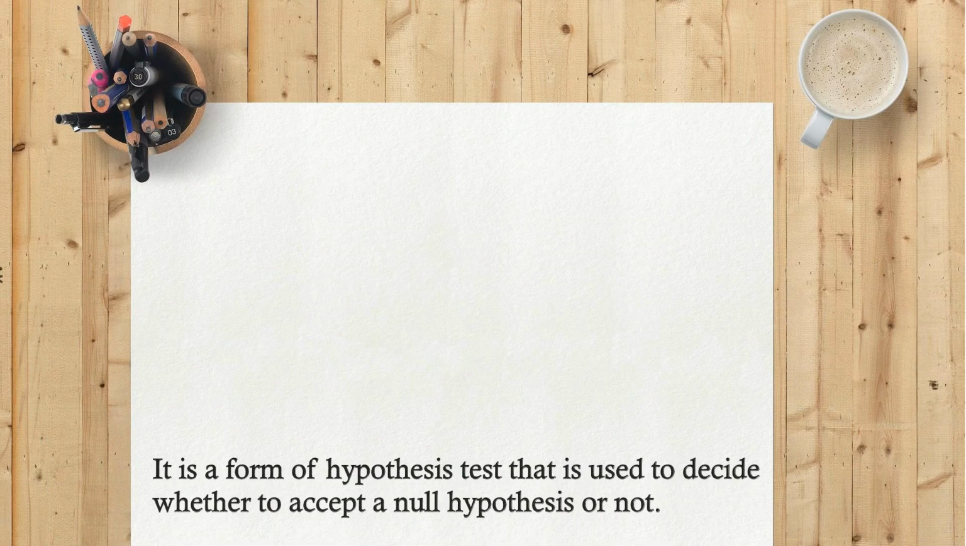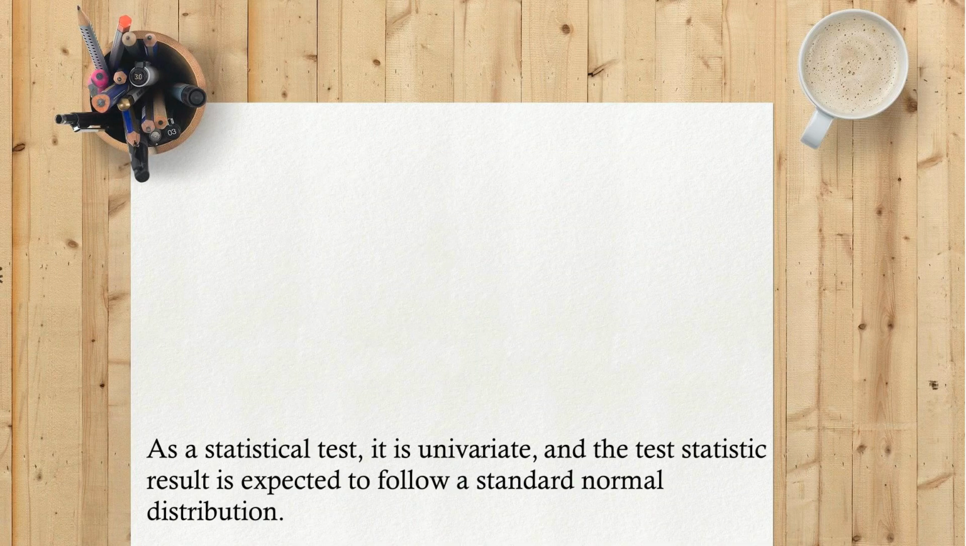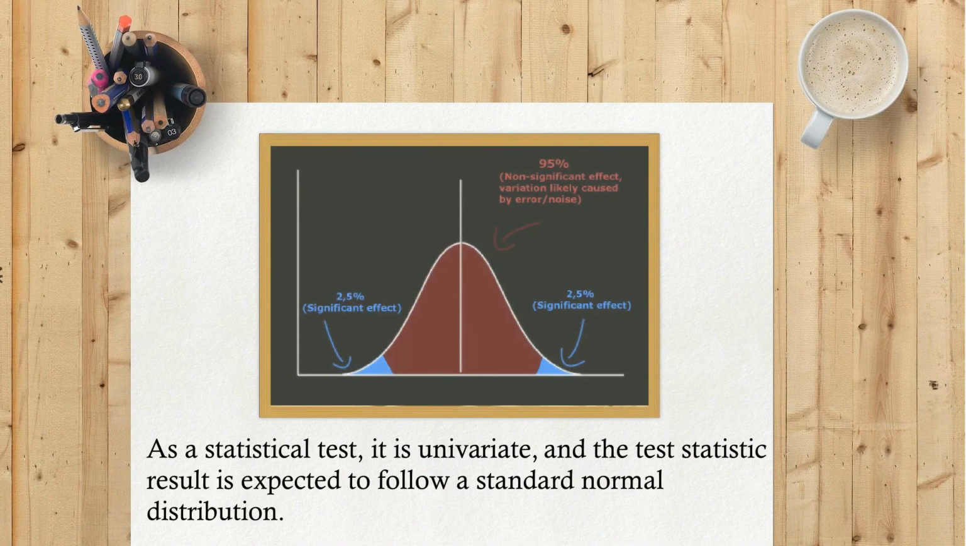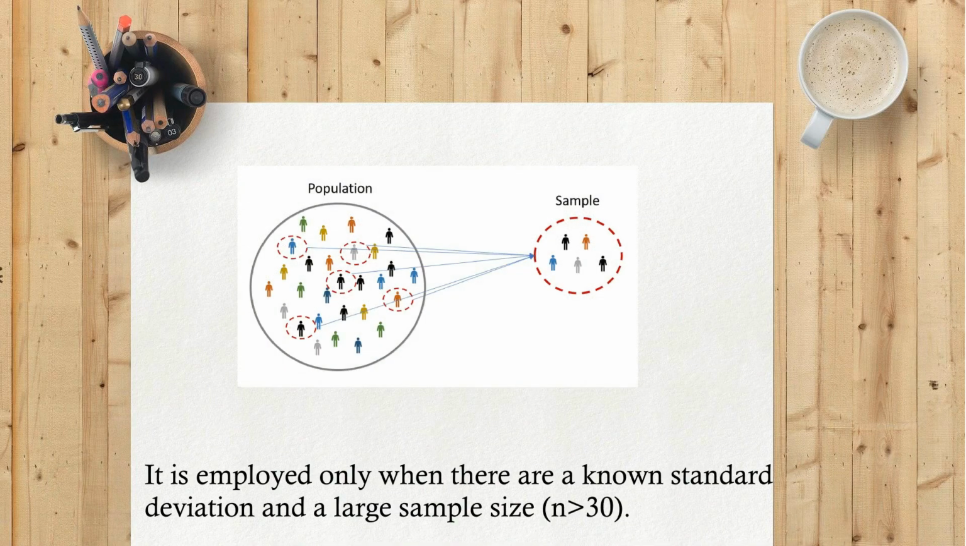It is a form of hypothesis test that is used to decide whether to accept a null hypothesis or not. As a statistical test, it is univariate, and the test statistic result is expected to follow a standard normal distribution. It is employed only when there are a known standard deviation and a large sample size, n greater than 30.